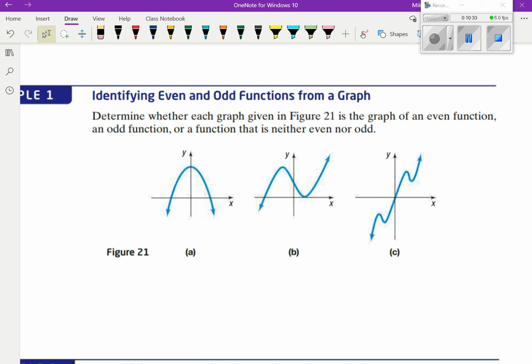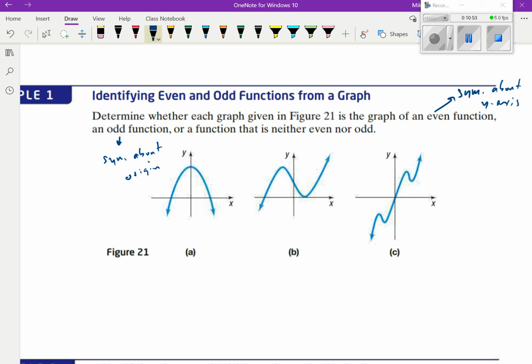Identifying even and odd functions from the graph. We're identifying then if it is going to end up being an even function, it's got to be symmetrical about the y-axis. If it's an odd function, it's got to be symmetrical about the origin.